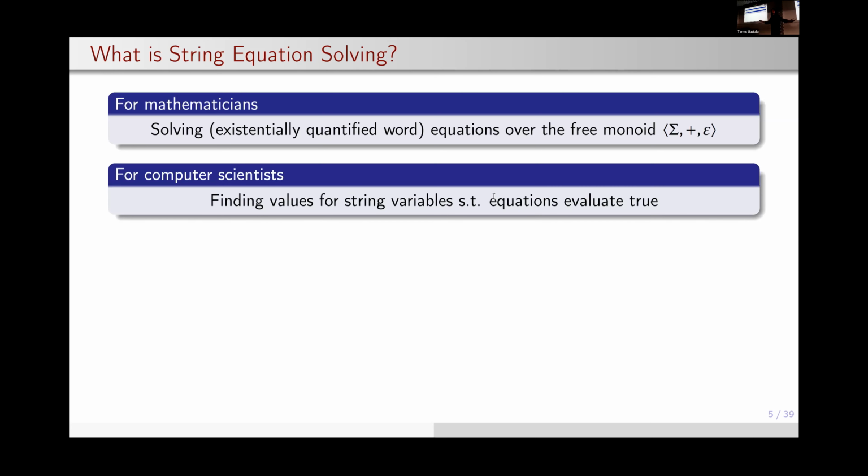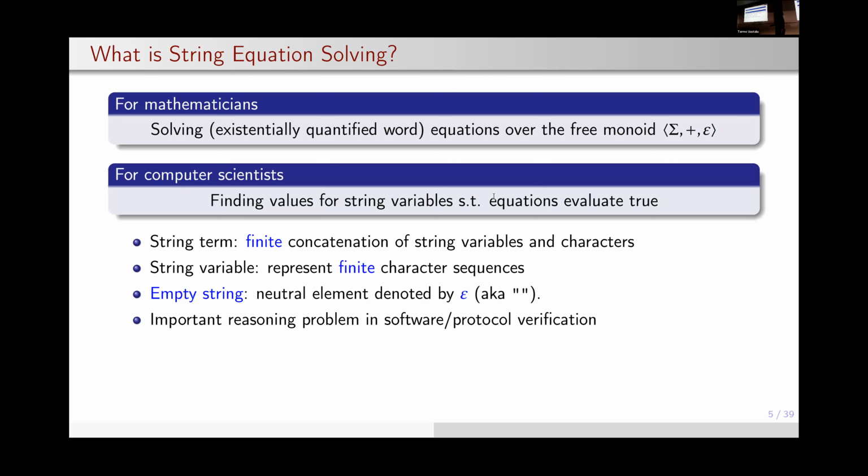We want to find values for an equation that contains string variables, and a string is just what we expect a string to be: a sequence of characters. That's also what's written here. A string term is just a finite concatenation of string variables, which represent strings, or a finite sequence of characters. And we have the empty string, the neutral element for the algebra people here, so epsilon, or the empty string literal for the Java people.